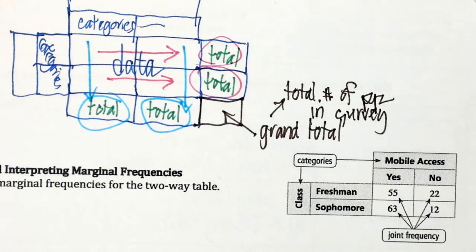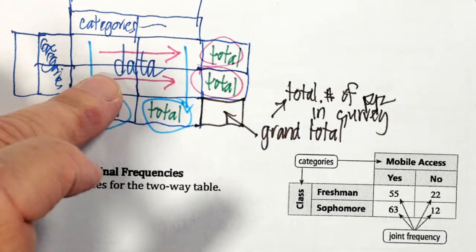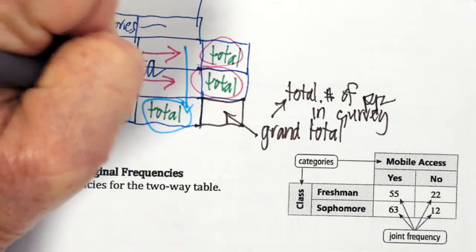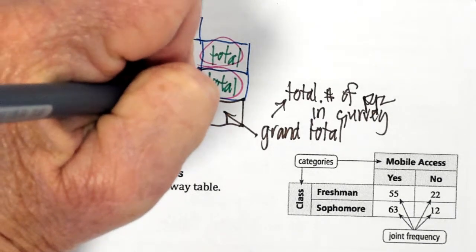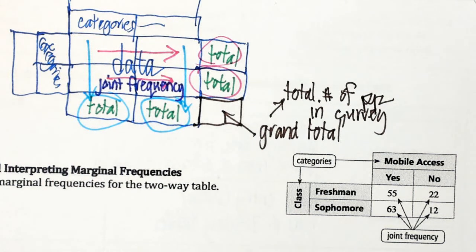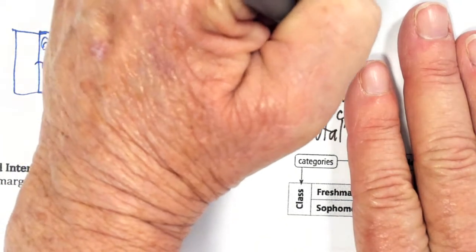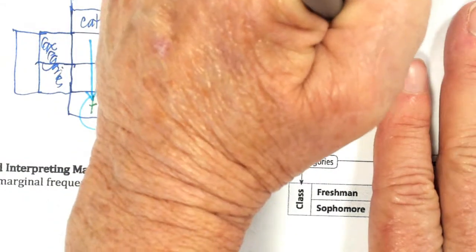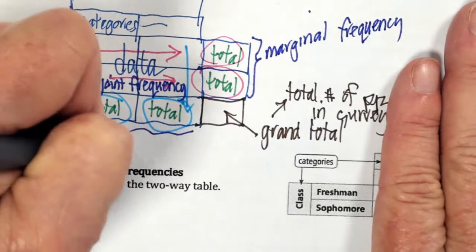Okay, so there's a couple more things I want to add to this table, and that's just to give you some more vocabulary. So we know these are our categories. This is our data. The other word for our data was joint frequency. And the totals right there, that is our marginal frequencies. So these are our marginal frequencies, as well as the other totals as well. So marginal frequency, and this is also my marginal frequency here.